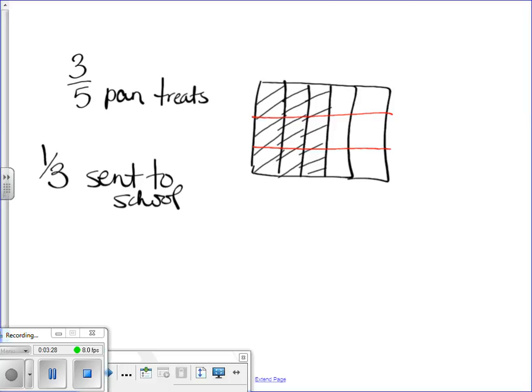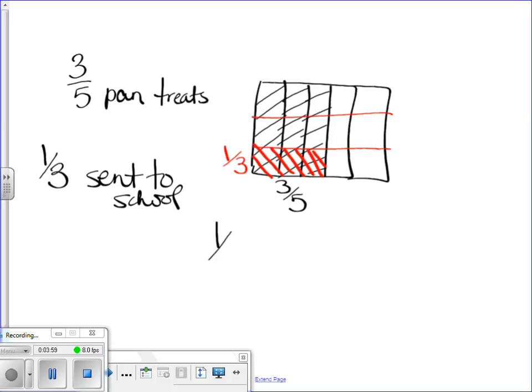So now I'm doing 1/3. So this is 1/3. This is my 3/5, because these are the 3/5 that are shaded in. This is 1/3 that's shaded in. I have 3 sections that are shaded. This is 1 section that is shaded. And where they overlap is your answer.